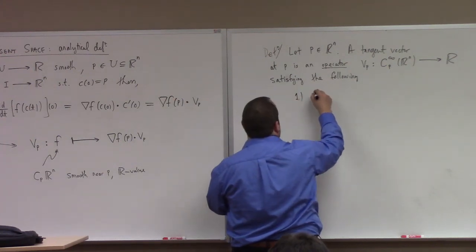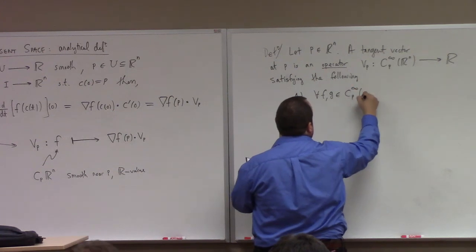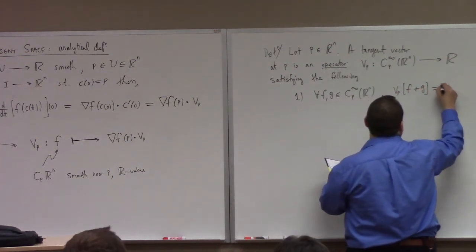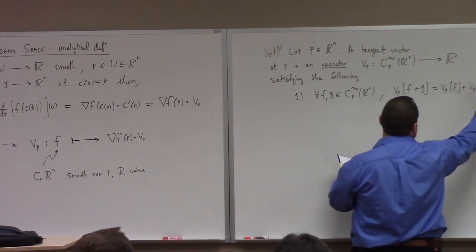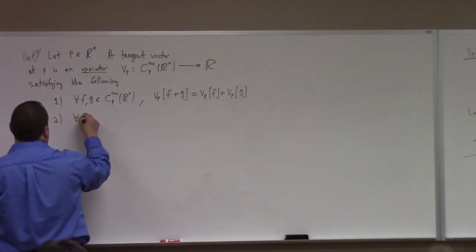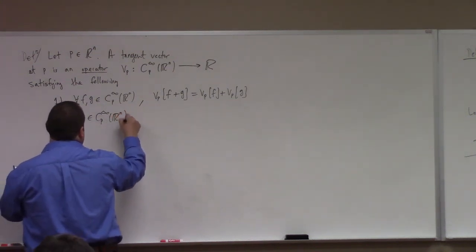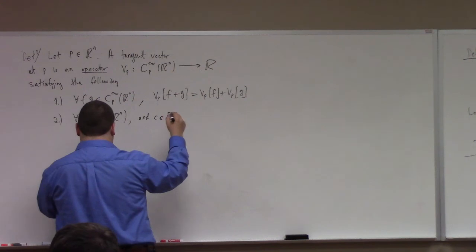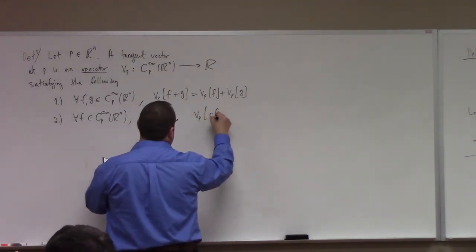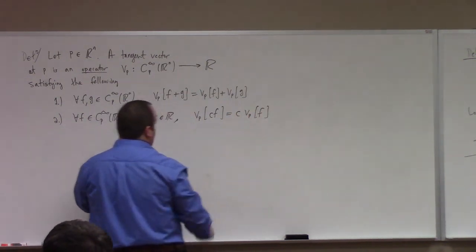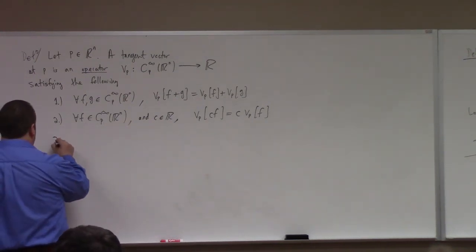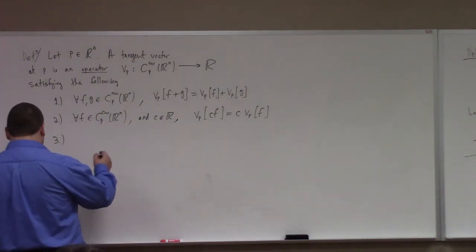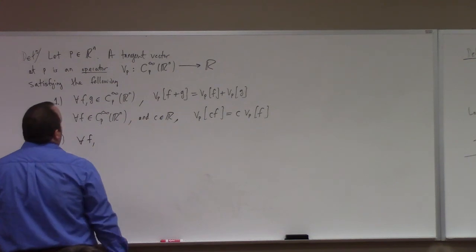Number one, for all f and g in C_p infinity of R^n, we have that V_p of f plus g is equal to V_p f plus V_p g. Two, for all f in C_p infinity, man, I should have come up with a shorthand for that, good grief, and c in the reals, we have that V_p of c f is equal to c V_p of f. So basically, what do one and two say? Right, it's a linear transformation. It's additive, and we can pull scalars out, right? It's additive, homogeneous.